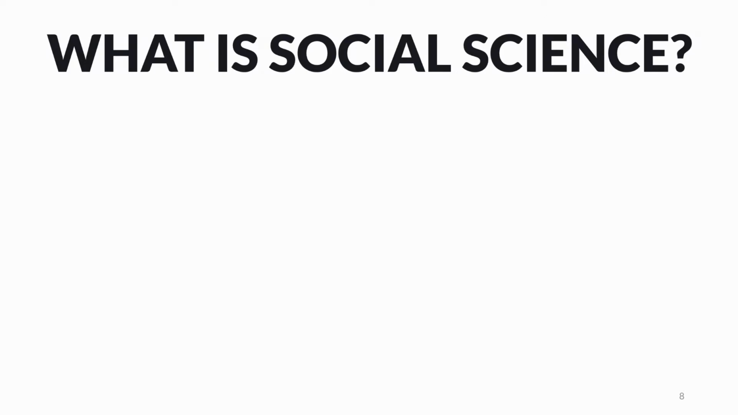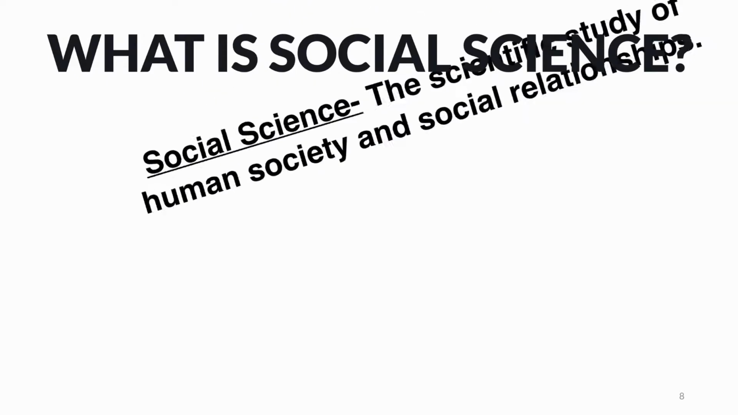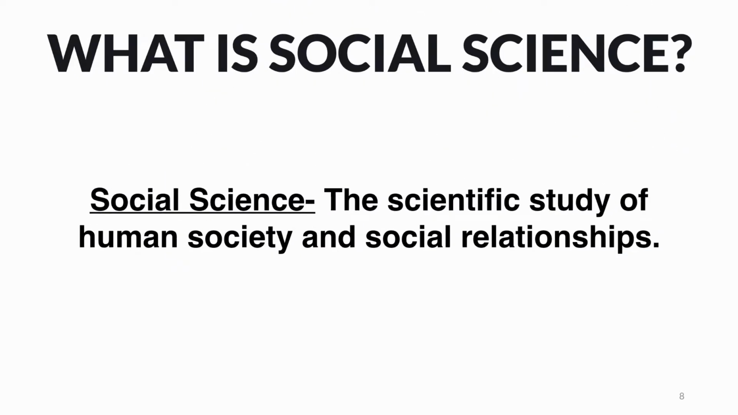Which kind of brings me to this concept of social science in general, which I think is maybe one of those terms that many people don't really understand what it means. Or maybe they do and they just kind of pretend like they don't. So social science is the scientific study of human society and social relationships.